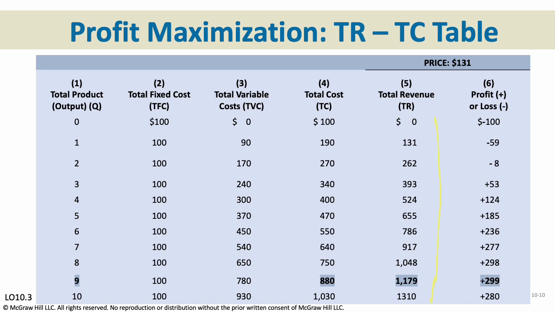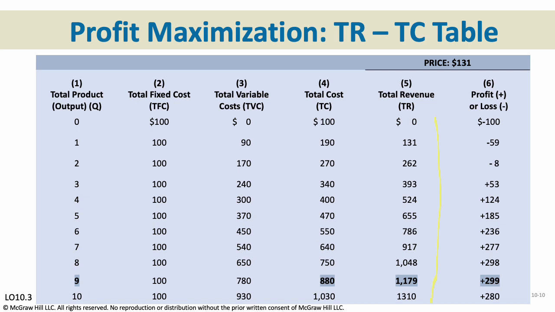Now we also have our other information. We have our fixed costs, and remember, fixed costs don't change no matter how much we make of something. It's $100. Variable costs do go up the more we make. So as we watch, the total cost is just fixed and variable added, and it's going up the more we make. Total revenue is simply going to be the price of $131 times the quantity. So as we look here, we can look at our profit or loss.